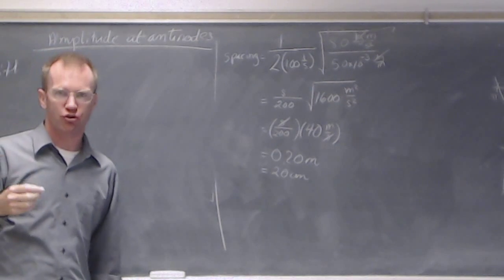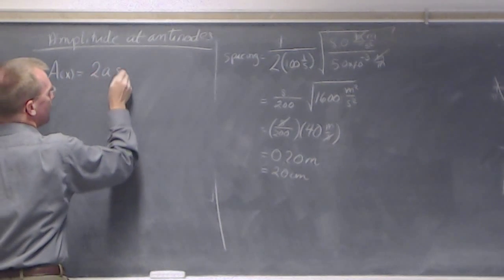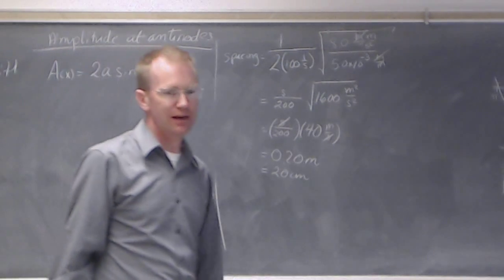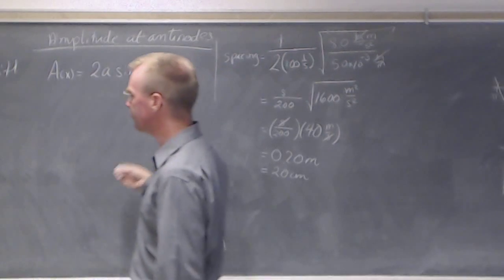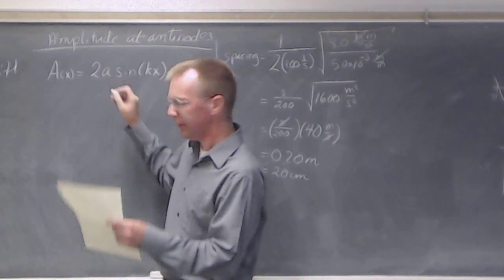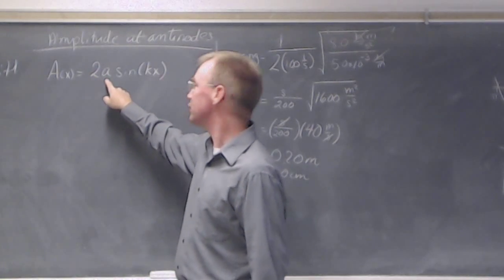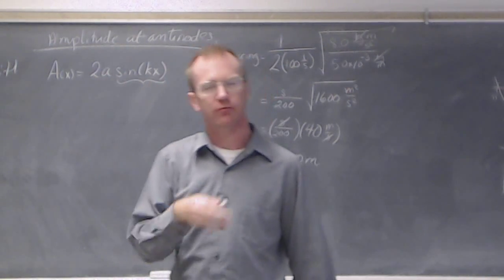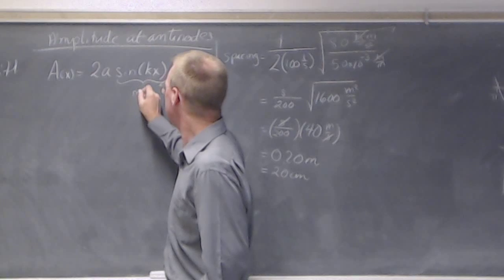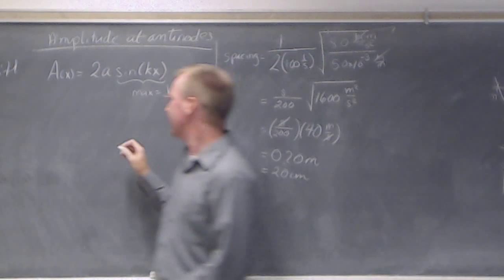Take the amplitude function, A of x. It's equal to 2a times sine of kx. Now, lowercase a is the amplitude of the individual traveling waves that are coming in. At the maximum, well, 2 is not changing, a is not changing, but sine of kx is a function that changes with position. What's the maximum of the sine of anything? 1. So I know the maximum, that's 1.